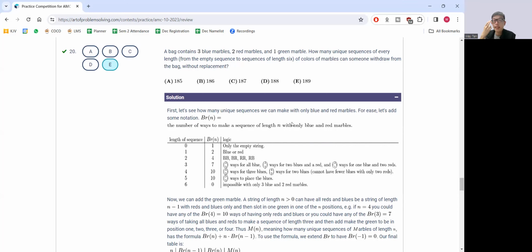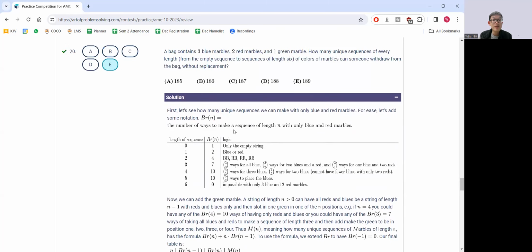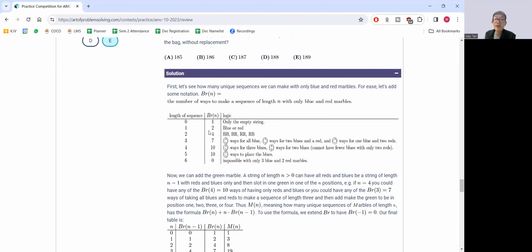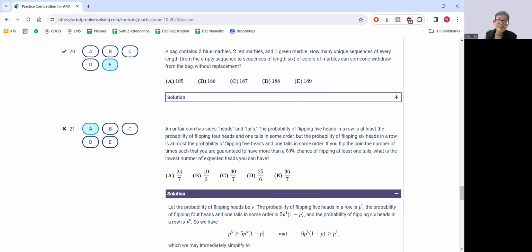I don't feel like it's very necessary, but it makes sense that you just look at combinations of blue and red marbles first, and then think about inserting the green marble or not inserting the green marble. So if you insert the green marble, how many places can you insert it into? And if you don't insert it, you just follow this. So it makes sense. However, I don't think it's a huge time savings because it's only 6. And if it were very big, then this method would also take quite a long time.